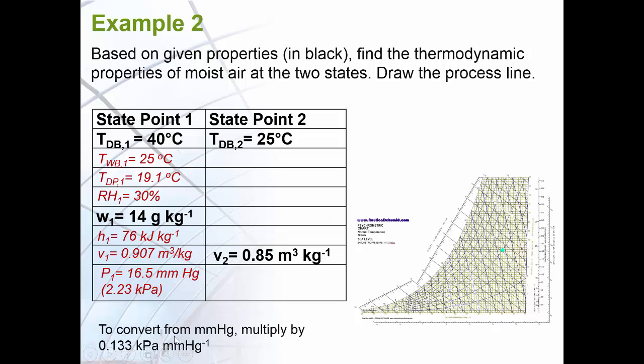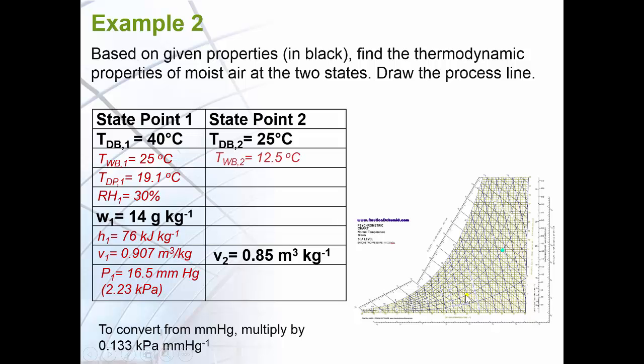And using the unit conversion, we can determine the vapor pressure in kilopascal units, and that's about 2.23 kilopascal for this initial state. The final state is given by the dry bulb temperature of 25 degrees Celsius and a specific volume of 0.85 cubic meters per kilogram. And as you can see on the psychrometric chart, state point 2 is located here, shown with the yellow dot.